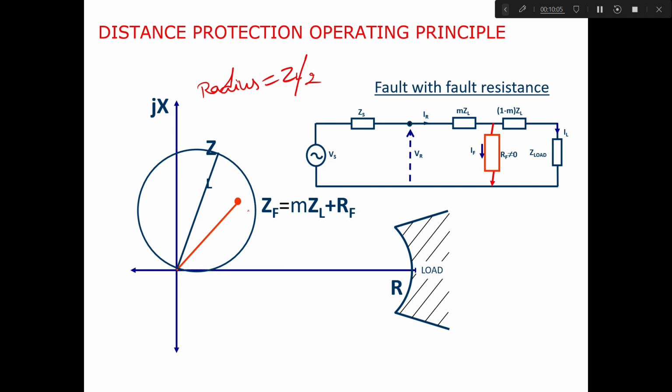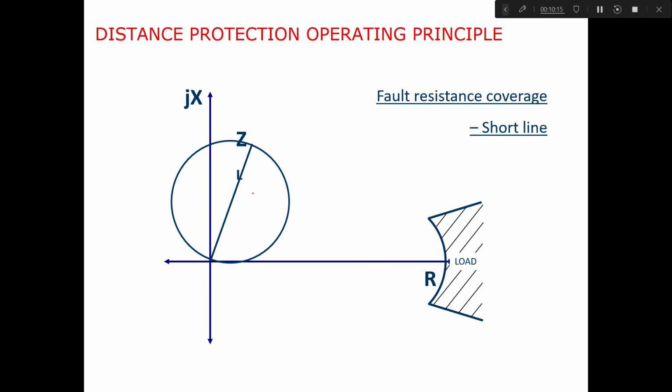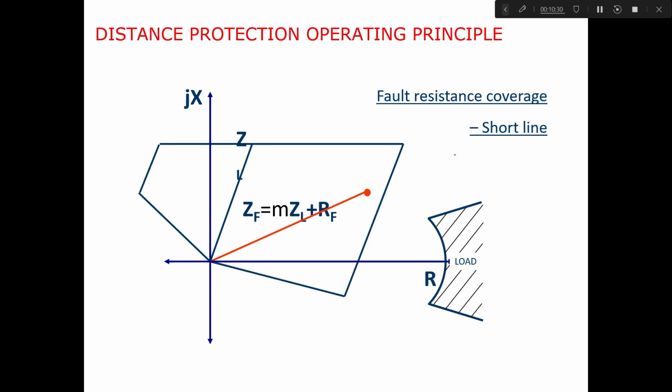But now when we include the RF, this measured impedance will shift from this line angle to some other angle. What does this mean? For a short line, this circle will be smaller, and in that case, your MZL plus RF might come outside the circle, and this distance protection relay might not work properly. So in that case, what we have to do is implement a characteristic with a fixed magnitude of x but a variable r.